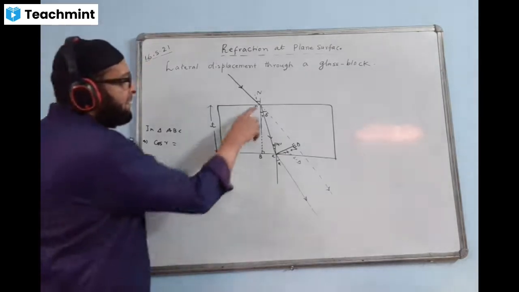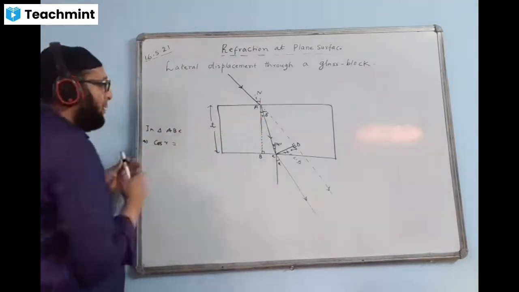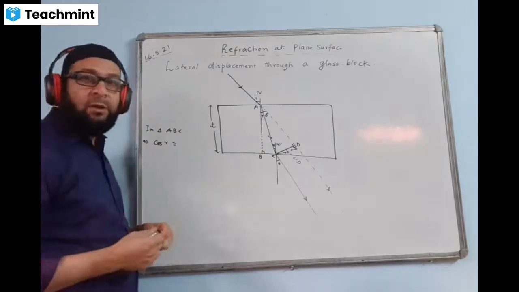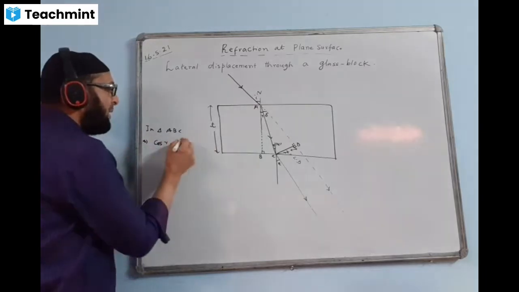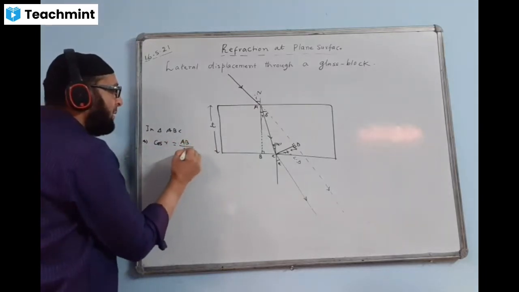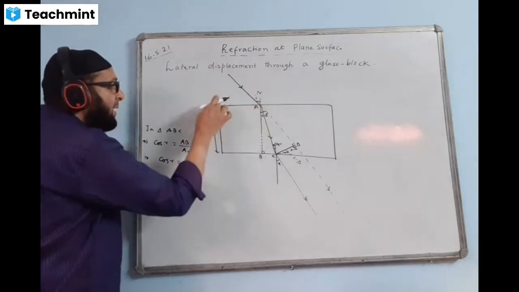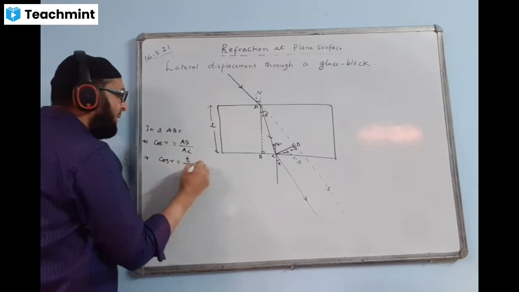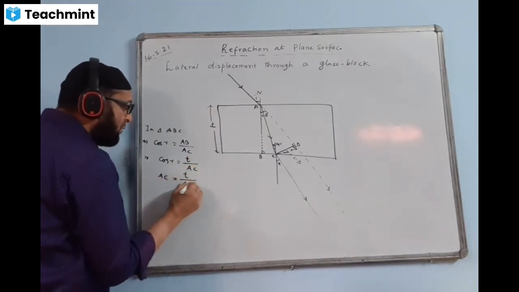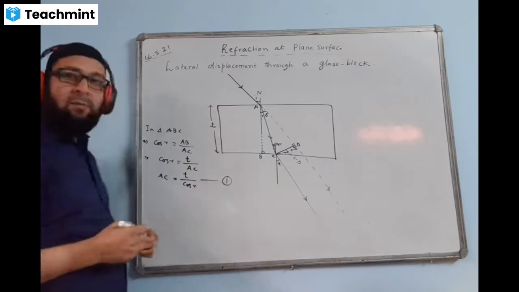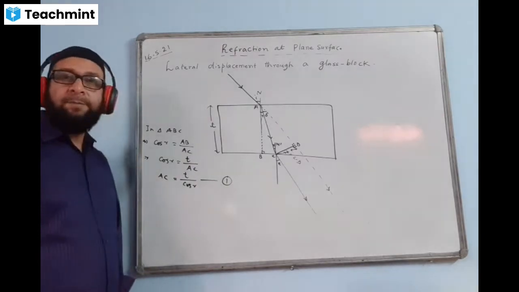So, I will take the triangle ABC first. Cos R I will take now. Cos formula is what? Base by hypotenuse. Base is AB and hypotenuse is AC. I'll write first AB by AC equals cos R. AB is the same as the thickness of the glass block, T. So I'll write T by AC. Make AC the subject of the formula, then T by cos R. This is equation 1. We have the value of AC coming out as T upon cos R.